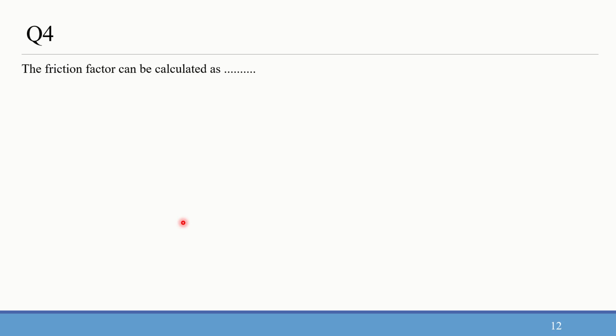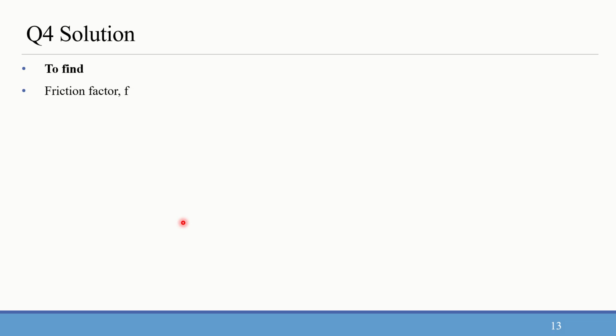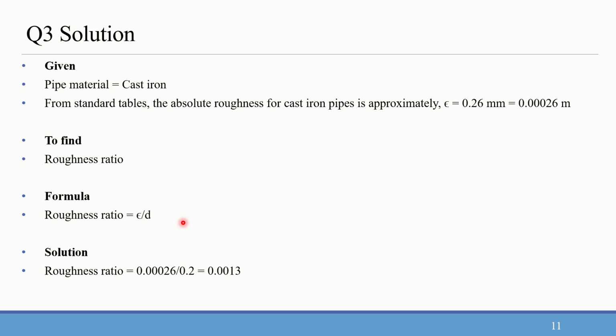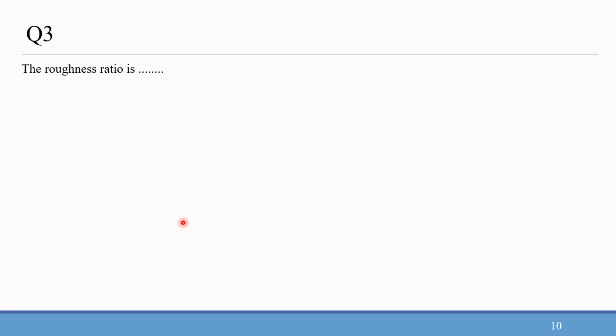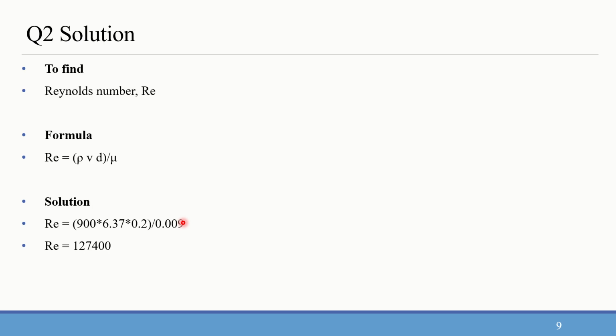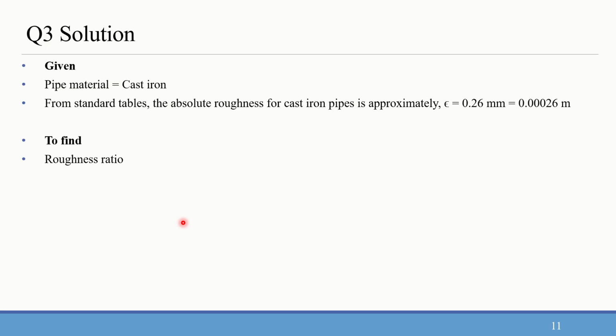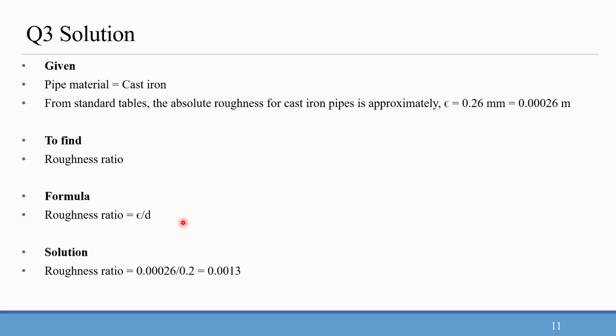So yeah, we'll see how to solve that. First, we have to find the friction factor, and before finding the friction factor, let me remind you of the Reynolds number. So we got the Reynolds number as 1,27,400. On substituting the Reynolds number as 1,27,400, we know that the flow is turbulent and it is not laminar.